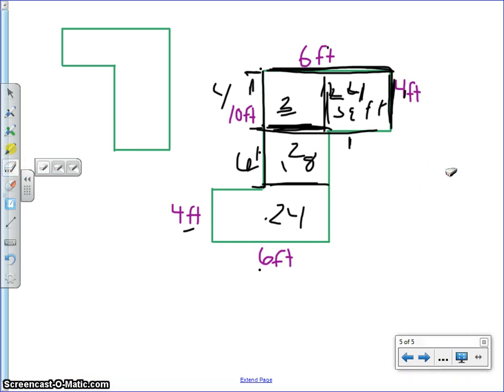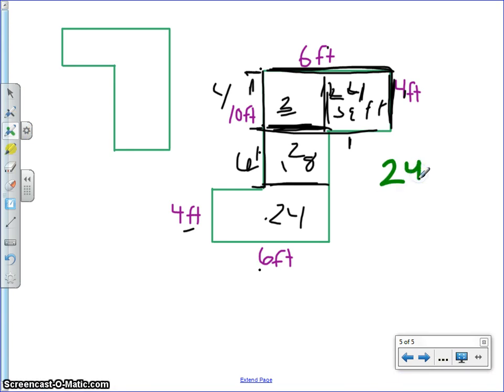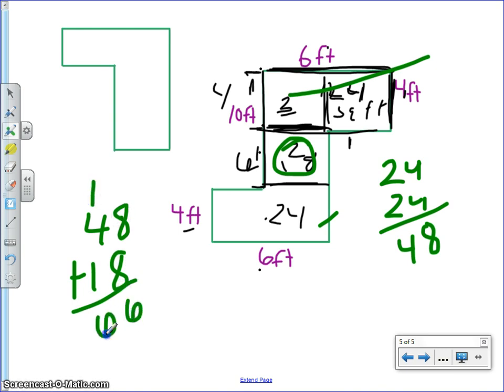Okay, so now I have all the square units for section 1, 2, and 3, and I just have to add them up. So let's do the ones that are easy first. I'm going to do 24 and 24. And that's going to give me 4 and 4 is 8. It's going to give me 48. So this section and this section was 48. Now I just have to add in my smaller section. 48 plus 18 is going to be 8 and 8 is 16. Carry my 1. That's going to be 66 square feet.